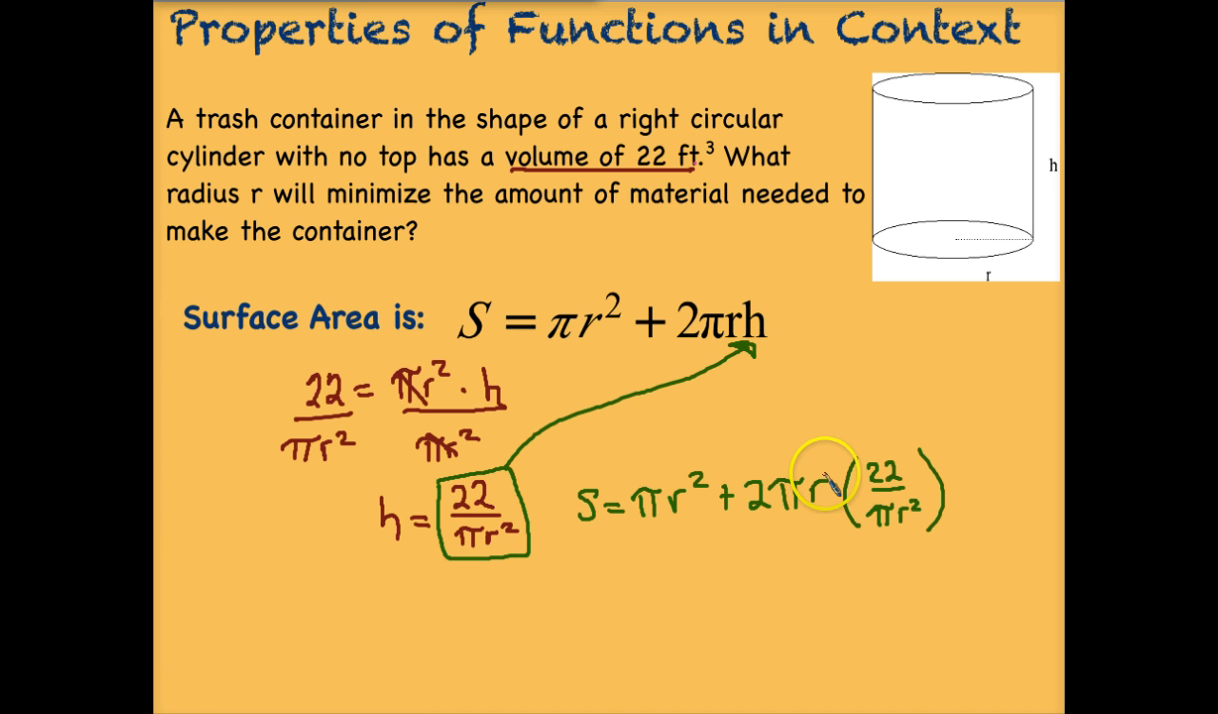We can get rid of this r and the squared. We can eliminate our pi's, and then we can multiply the 22 and the 2, I should say. So our surface area is going to be equal to pi r squared plus 44, 2 times 22, over just r. And now we can graph this equation.